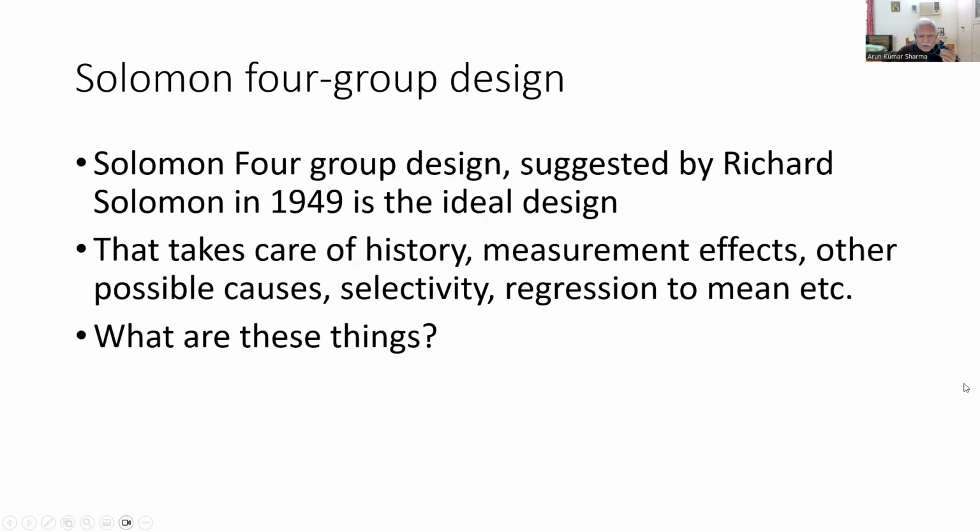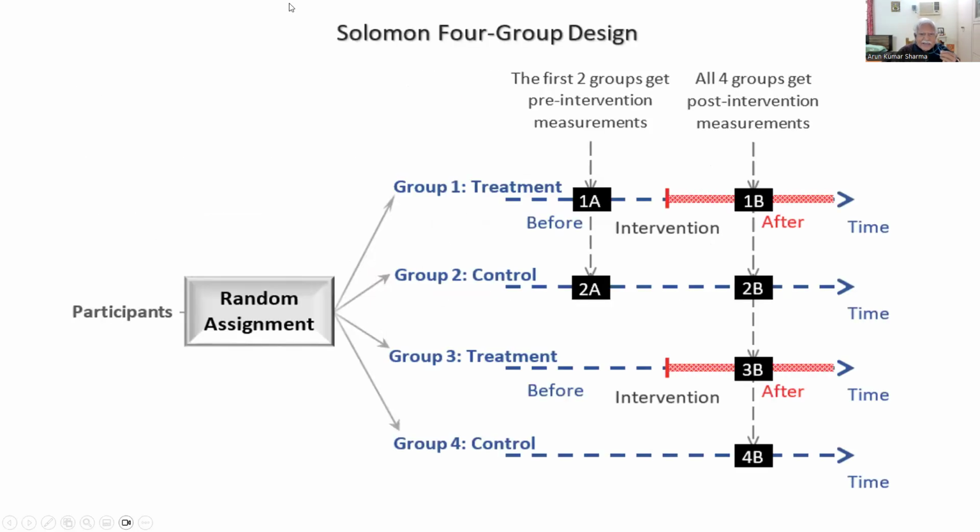These are some sources of or threats to validity, to which I will come in another slide. What are these things? I will explain. In Solomon four group design, you have participants who are randomly assigned, and there are not two but four groups: group one, group two, group three, group four.